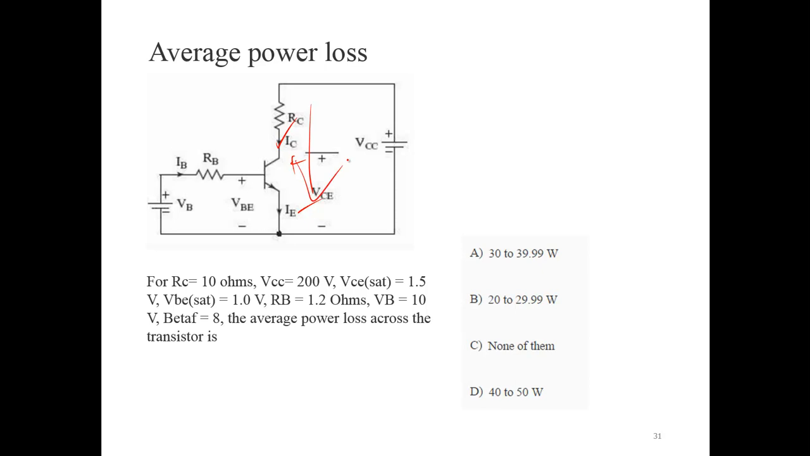And similarly, if you know the base current, and you know the base to emitter voltage, you know the voltage and the current, you can find out the power from the collector power to the base. That will be the steady state power coming from there.